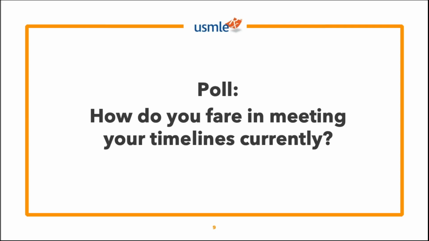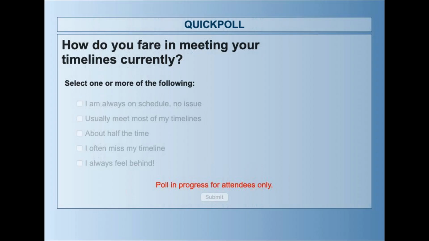All right, wake yourselves up from your slumber, and here's another poll question for you. How do you fare in meeting your timelines currently? Are you always on schedule with no issue? Do you usually meet most of your timelines? Do you meet about half the time? Do you often miss your timelines, or do you always feel behind? Because this one's a little bit closer to a normal distribution.